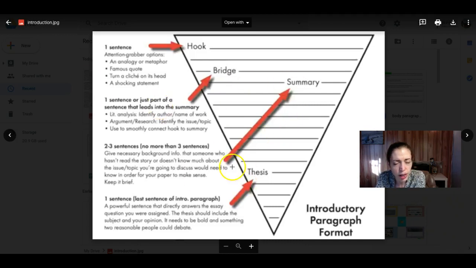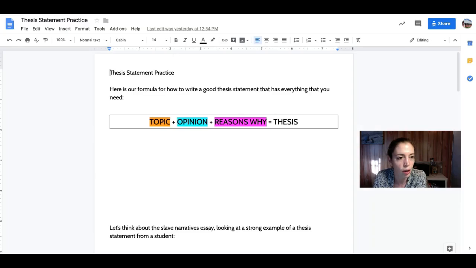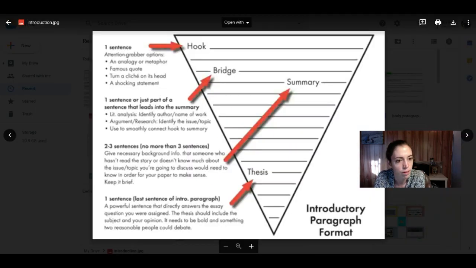Okay, so after you've given your summary, then you're going to give us your thesis. Now here it says 1 sentence. I would say 1 to 2. Sometimes you can have a 2-sentence thesis, and that's okay. And just in case you need to remember how to form your thesis statement, well, I did another video that showed how to do a thesis statement with topic, plus your opinion or assertion, plus your reasons why. That's going to give you your thesis statement. Okay, if you need some practice on that, watch that other video. It may be helpful to you.